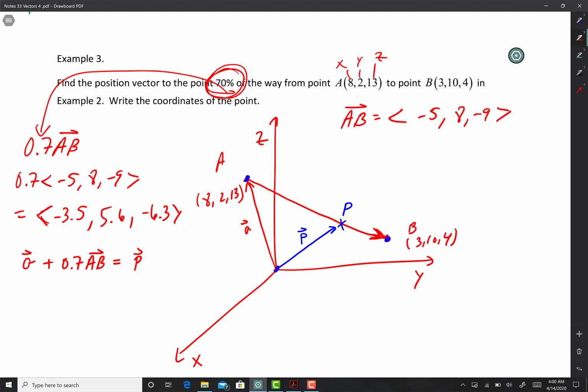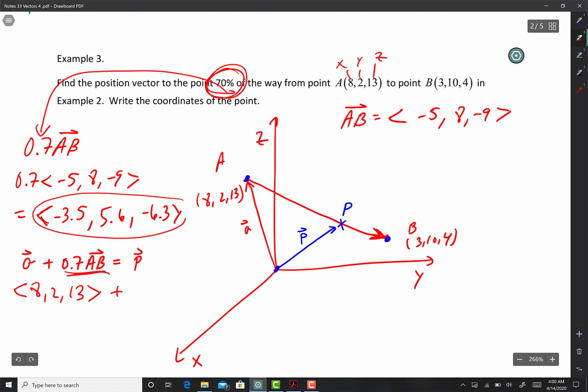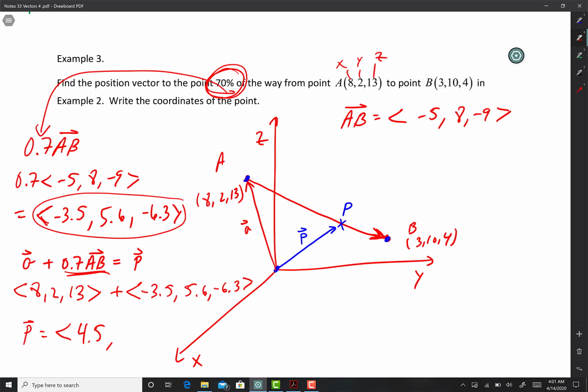All right, here we go. Vector A was 8, 2, 13. And then 0.7 of AB, I have it right here: -3.5, 5.6, -6.3. And then we're going to add them component with component. So 8 plus -3.5, and I get 4.5. So vector P is 4.5, comma, and then 2 plus 5.6, and I get 7.6, comma, and then 13 plus -6.3, and I get 6.7.